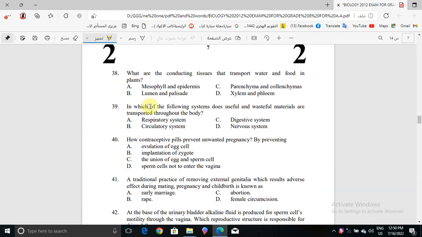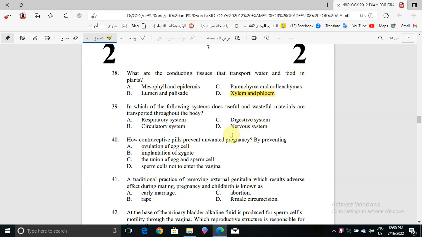Now question number 38. What are the conducting tissues that transport water and food in plants? Mesophyll and epidermis, or lumen and palisade, or parenchyma and collenchyma, or xylem and phloem? The answer is xylem and phloem.